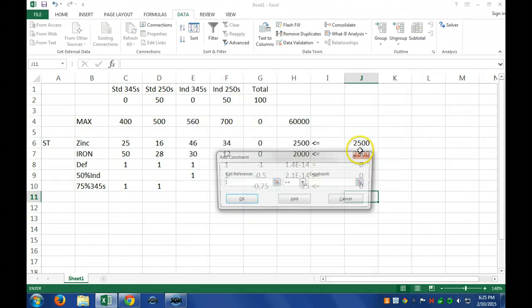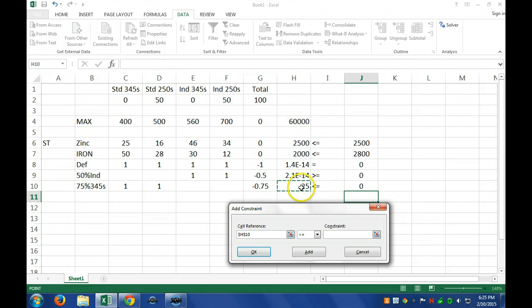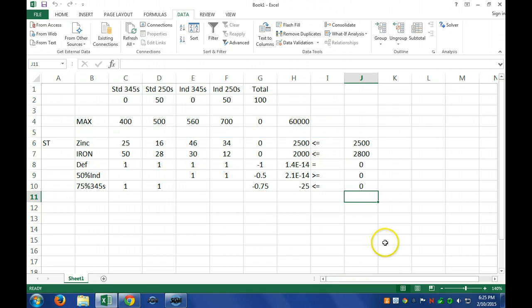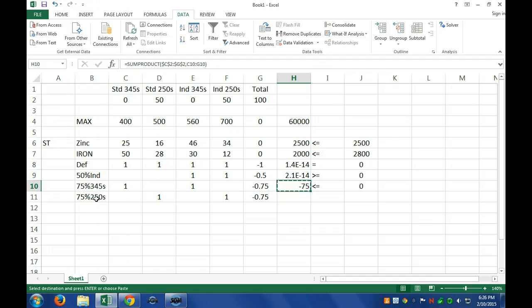Solver, add this constraint. We're saying that H10 has to be less than or equal to J10. Solve it again. You see my solution is the same. However, when I do 75% of the 250s, let's see, oh, I did the wrong one, didn't I? It should be here and here. Okay. 75% of the 250s, yeah, that's right. It's X2 and X4 minus 0.75 X5 has to be less than or equal to 0.